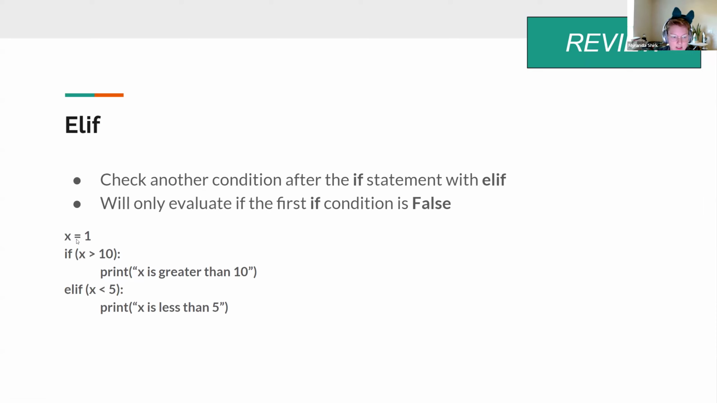And in this case that I've written out here, we have x is equal to 1. If x is less than 10, nope, false, skip. Now we're on the elif. Elif x is less than 5, print x is less than 5.